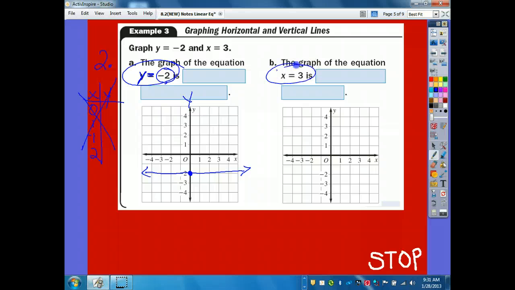So here, ooh, you have to do a T-chart, x equals 3. No, there's only one variable. So on the x-axis, find the 3, put a big old dot, and does that line go horizontal or vertically? If I go horizontally, I'm going to be tracing the x-axis. Do I want to do that? So that one's going to cut it vertically. Now we stop. That's what we have for today.